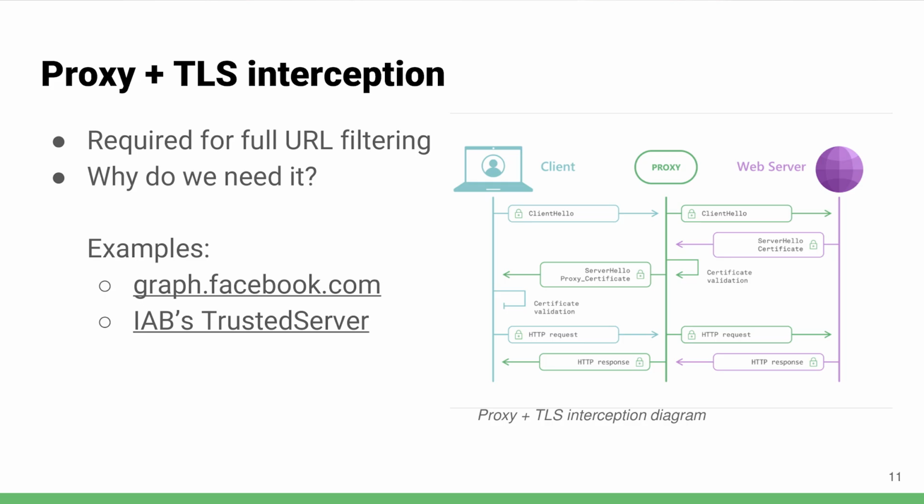The second example is pretty new. The Internet Advertising Bureau came up with a new proposal called Trusted Server quite recently. I won't go into the details here, but in short, it moves ad auctions to the server side and delivers ads from the publisher's own domain. So basically making them appear as first party.